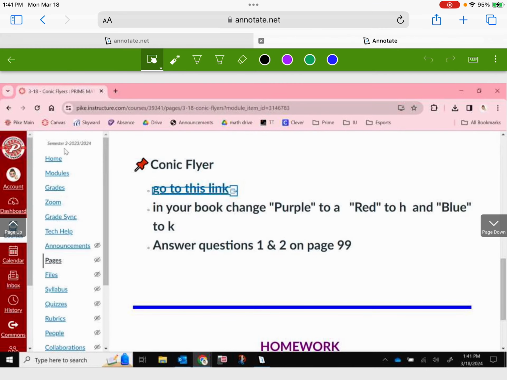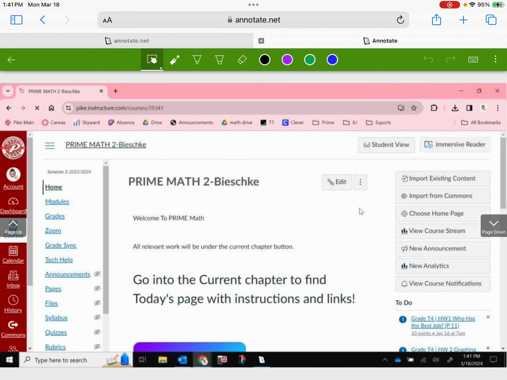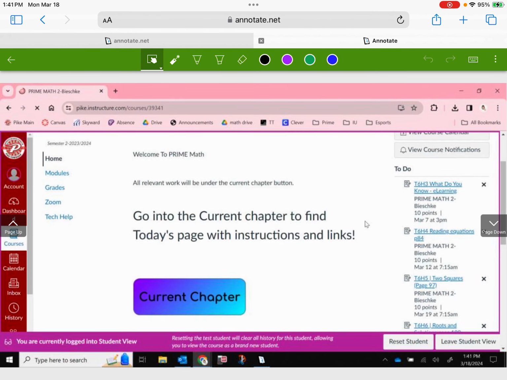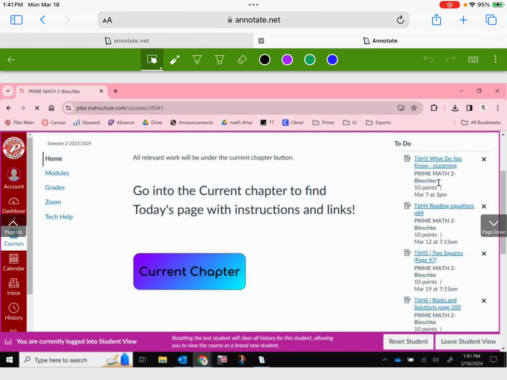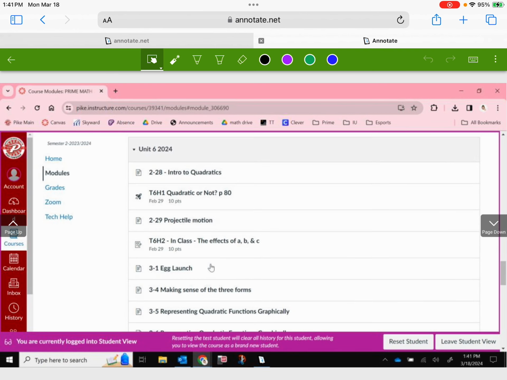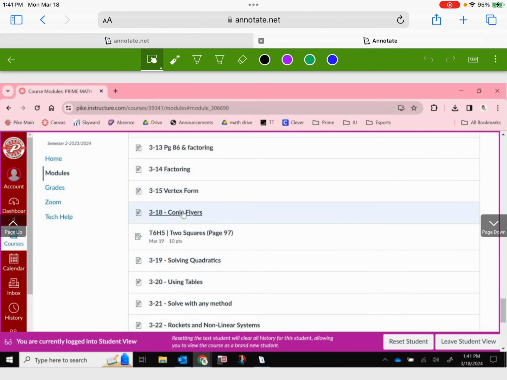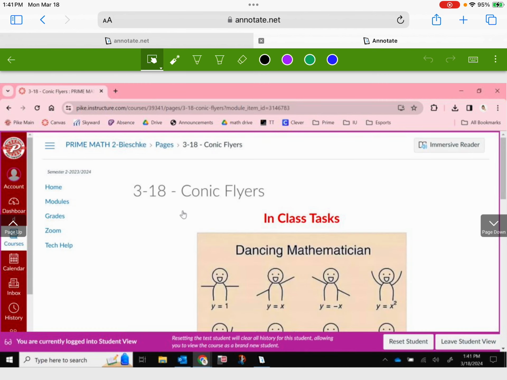Phone is just not necessarily the easiest. So I'll go student view so we can see. Yours should look just like this, just without the purple border. I feel like a lot of us have a bunch of things over here in the city pile. You're going to go to the current chapter, which will pop us down to module 6. And we're going to go to today, which is 3:18, called Con and Flyers.